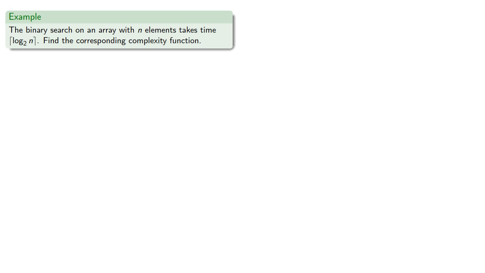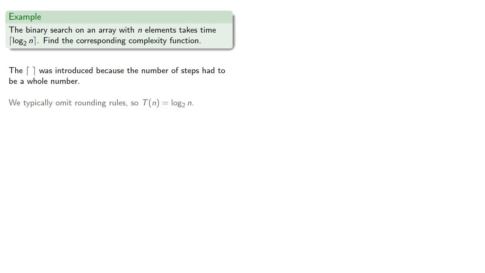For example, the binary search on an array with n elements takes time ceiling log base 2 of n. Find the corresponding complexity function. And remember, the ceiling function was introduced because the number of steps had to be a whole number. We typically omit the rounding rules, so T(n) is log base 2 of n.